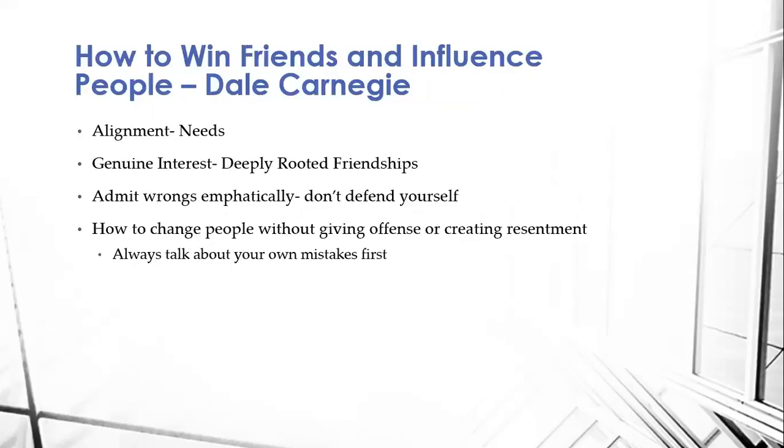So first section is alignment. And what he talks about in the first section is that if you want to be an effective communicator, you've got to align how you're communicating and what you're communicating with the needs of who you're talking to. Okay. And he just gives the really simple example of fishing.